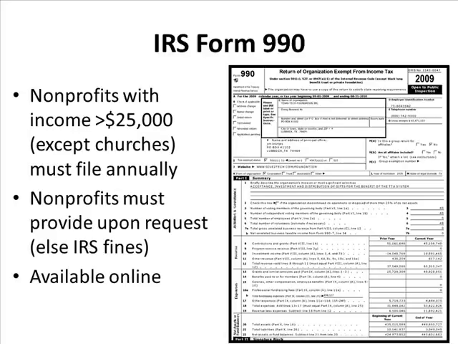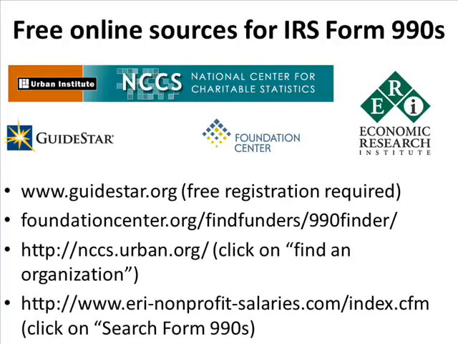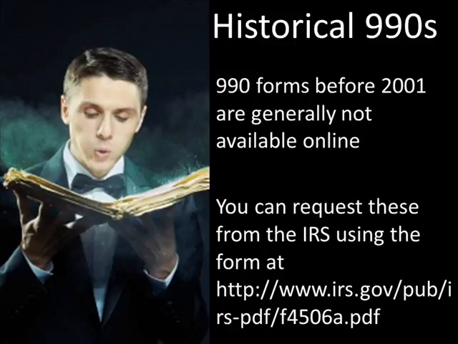So most nonprofits simply post these online, and they're available online from a variety of sources, including GuideStar.org, FoundationCenter.org, the Urban Institute, and Economic Research Institute. Historical 990s, 990 forms before 2001, are generally not available online. However, you can request these from the IRS using a form located at this web address.